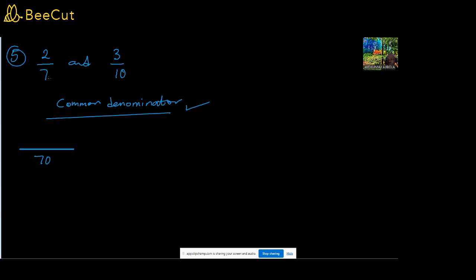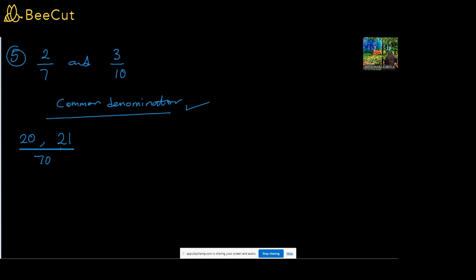So the common denominator is going to be what? 70. So how many 7 is in 70? That is 10. Then 10 times 2 is 20. Then the other one, how many 10 is in 70? That is 7. Then 7 times 3 is 21.